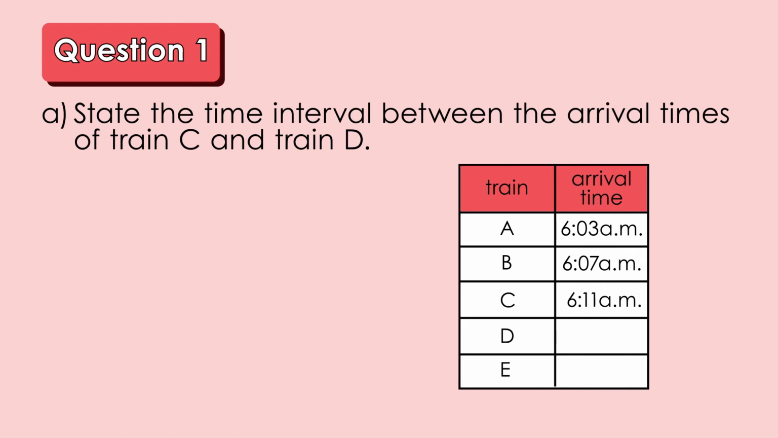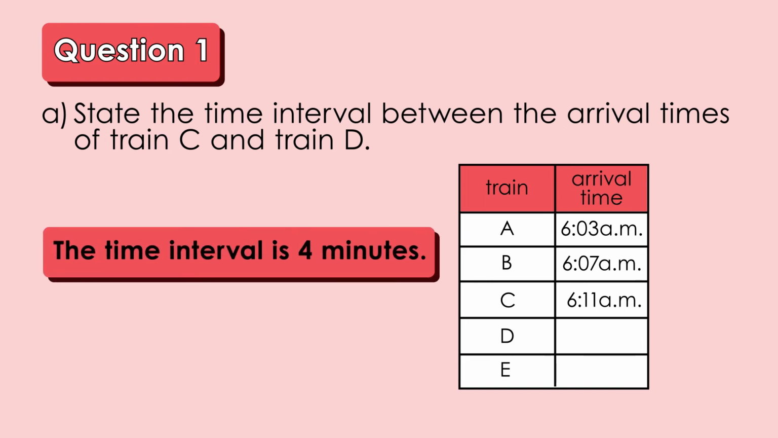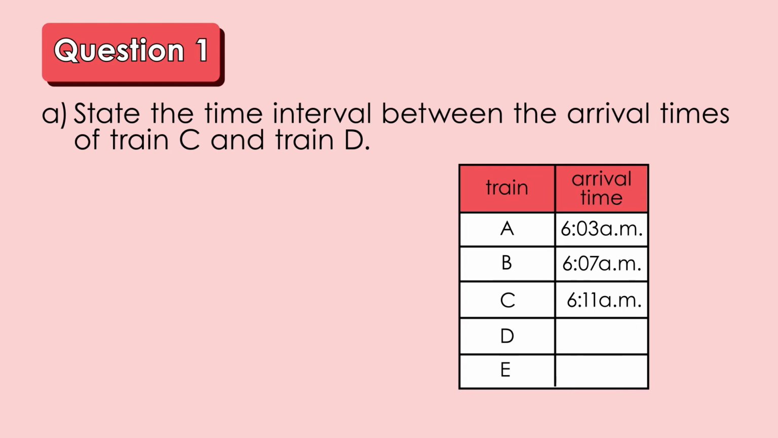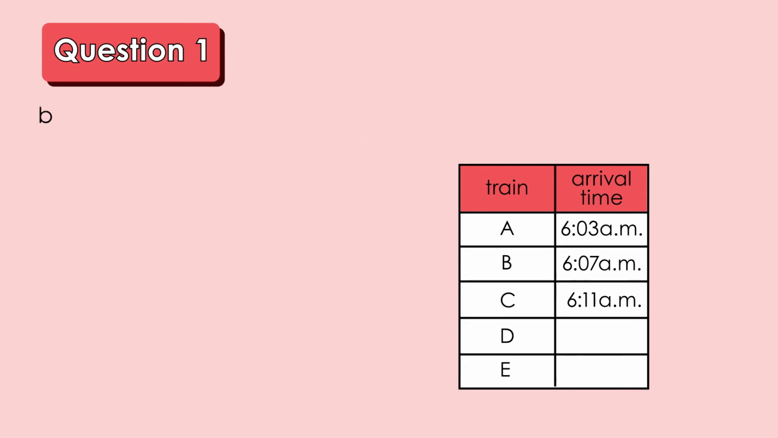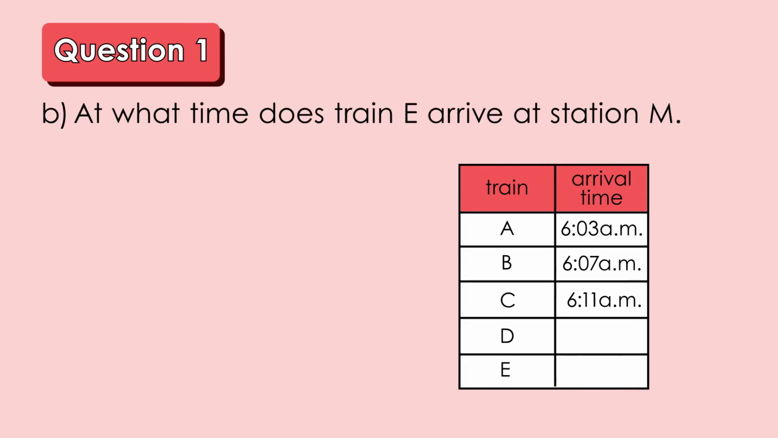Boys and girls, when we refer to our table, train A arrives at 6:03 a.m., train B arrives at 6:07 a.m. and train C arrives at 6:11 a.m. Yes, the time interval is 4 minutes. Now, let us look at question B. At what time does train E arrive at station M?